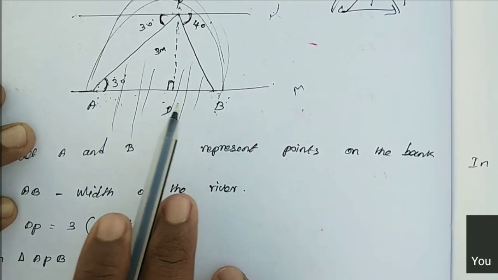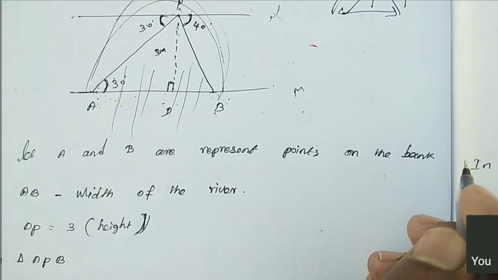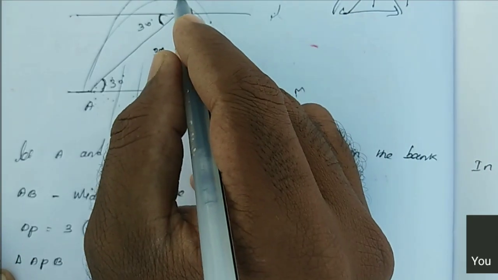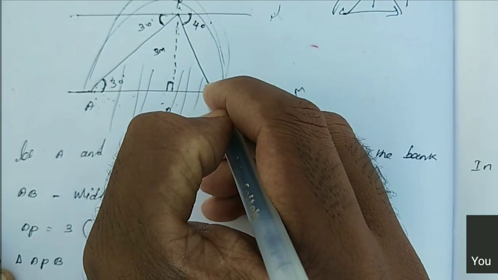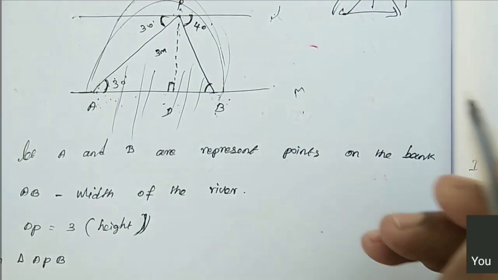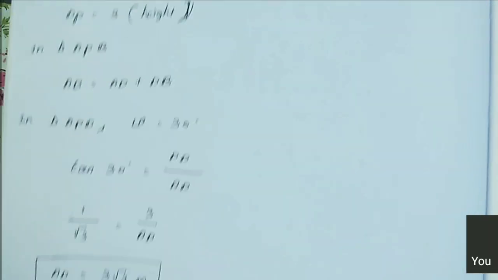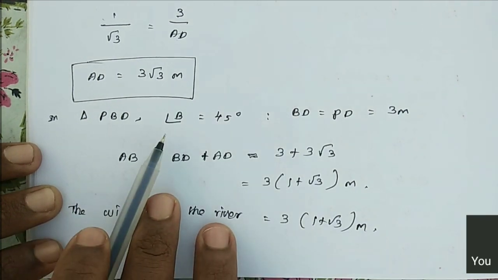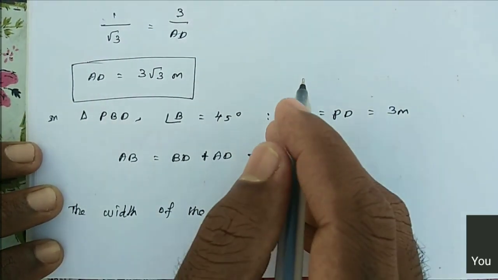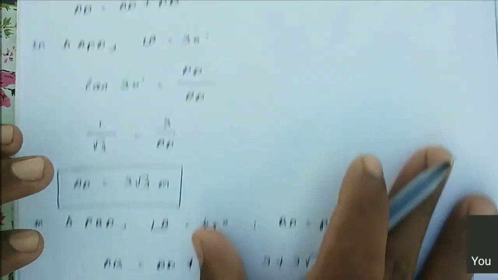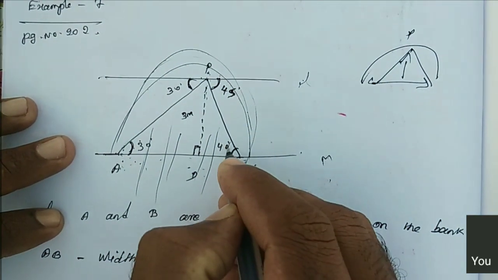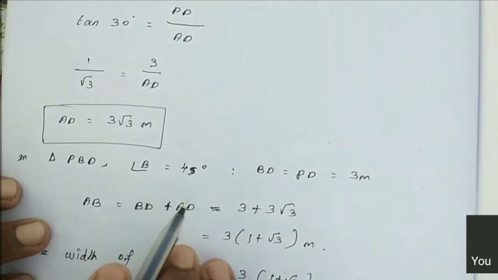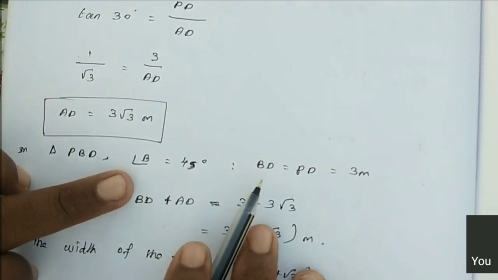Next, BD. When you want to find the BD value, what are we supposed to do? The same procedure. We consider the triangle BBD. Then what is the angle B? 45 degrees. Very good. So now we consider the first triangle BBD. In that, angle B is equal to 45 degrees, so here also 45 degrees.